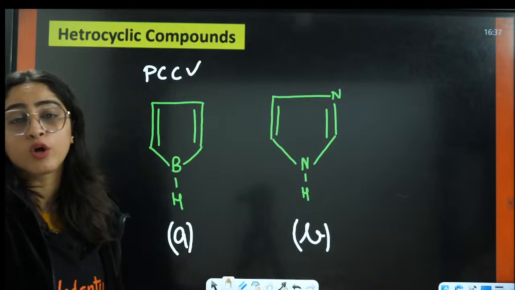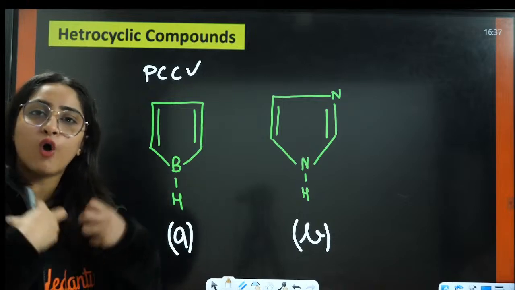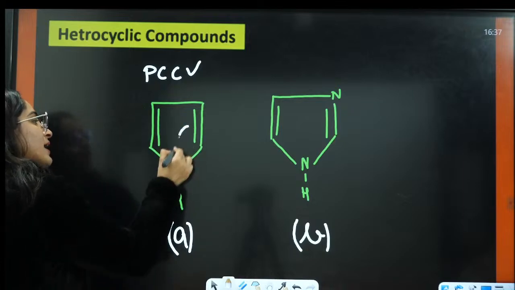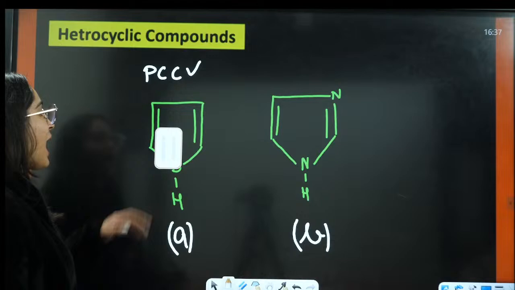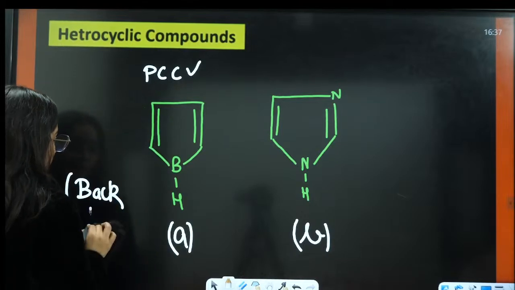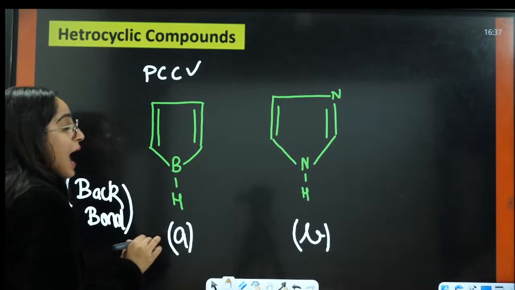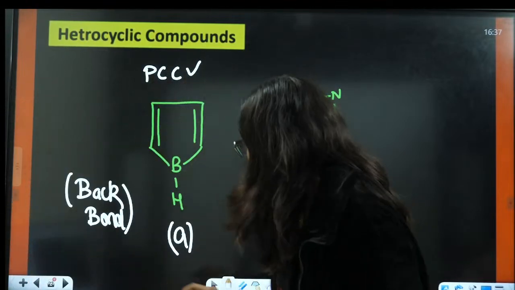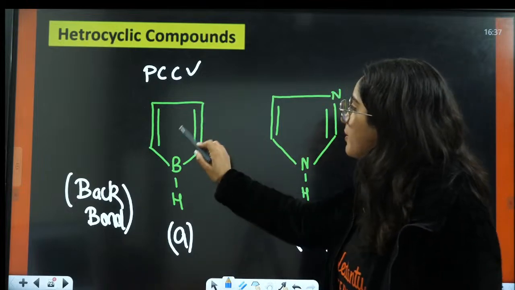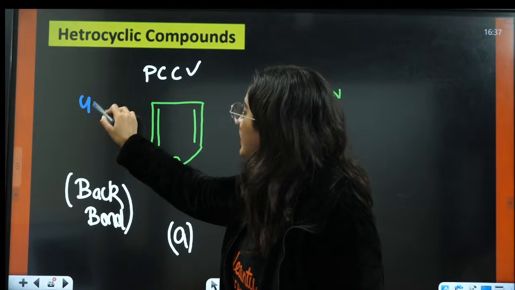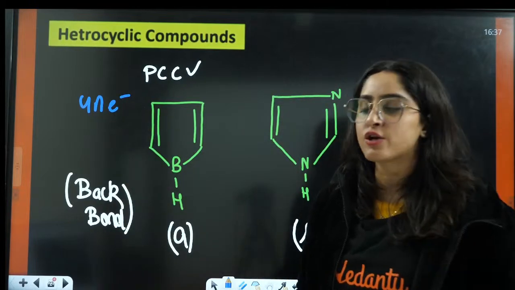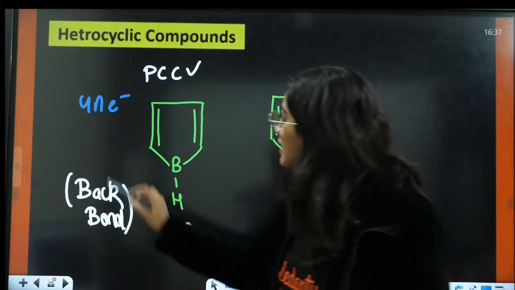It is having incomplete octet. That is why these pi electrons will shift here, or these pi electrons will shift here. That means back bonding will happen. I'm writing it here. There will be back bonding in this. Okay, there will be back bonding. And now what we are going to do? Calculate the number of electrons. 1, 2, 3, 4 pi electrons. And for these 4 pi electrons, we will have anti-aromatic. Okay, this is following anti-aromatic.